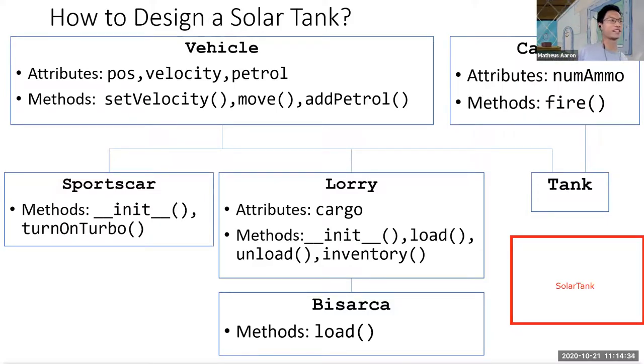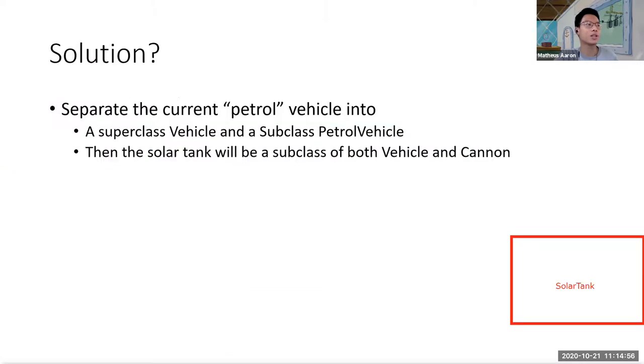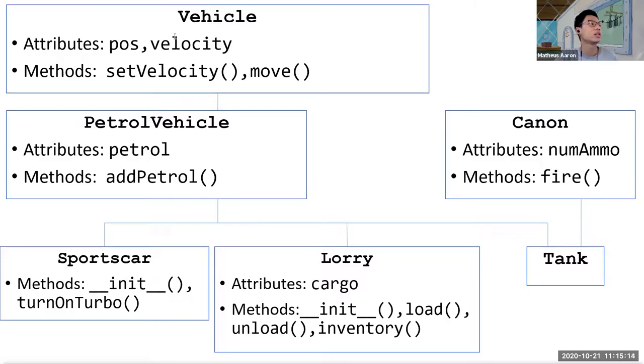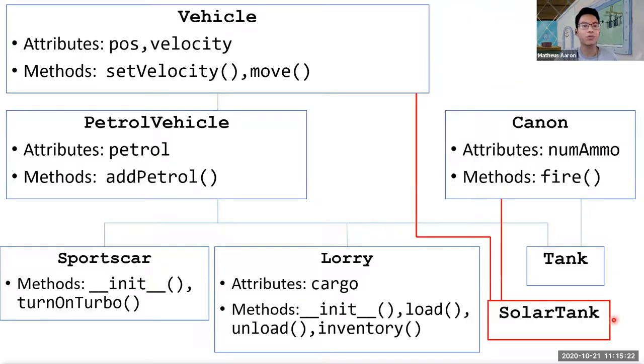I think you gave a lot of good ideas here. Realistically speaking, if you're a solar tank, you should not have a tank for the petrol. So one possible implementation is that we separate the current petrol vehicle into a superclass vehicle and a subclass petrol vehicle. So if you see here, this is what we want to achieve. We have a vehicle and then petrol vehicle, which is a subset of vehicle. And then we create a solar tank, which is a subclass of cannon and vehicle. But I'm not going to lie, the idea of redefining move to remove the requirement of petrol is a very good idea.